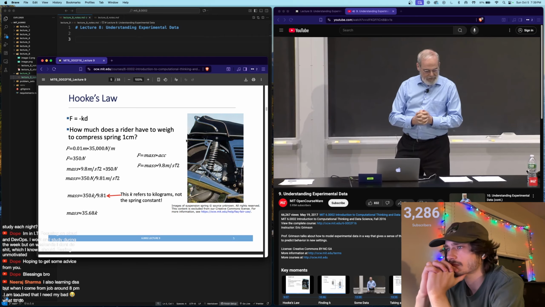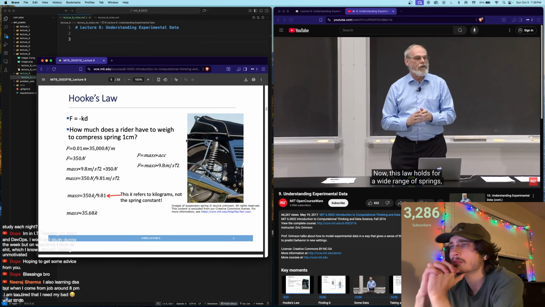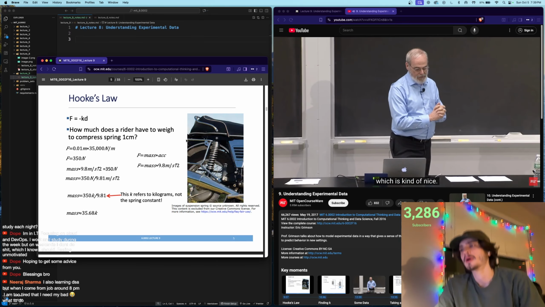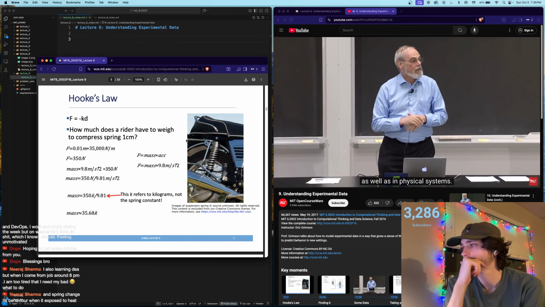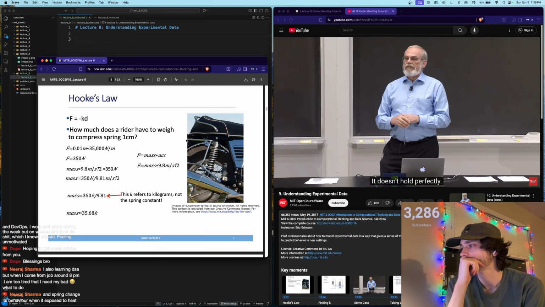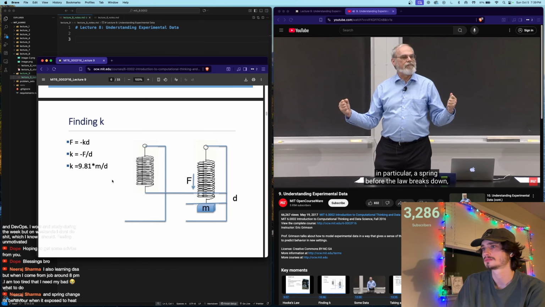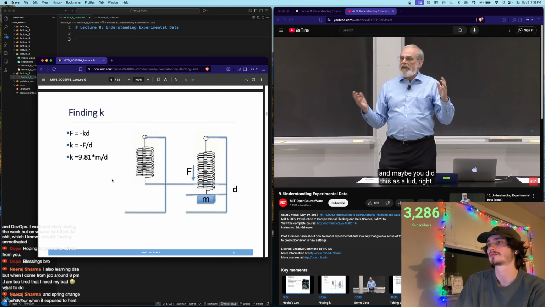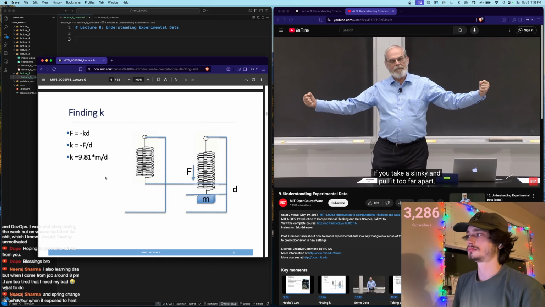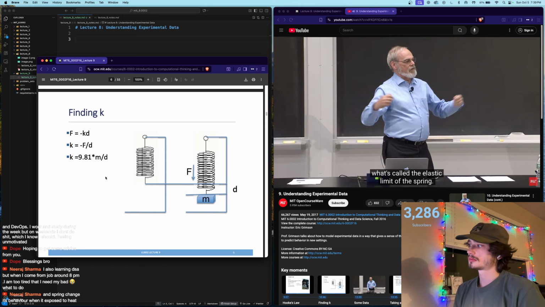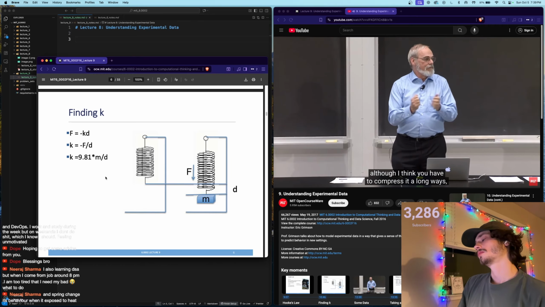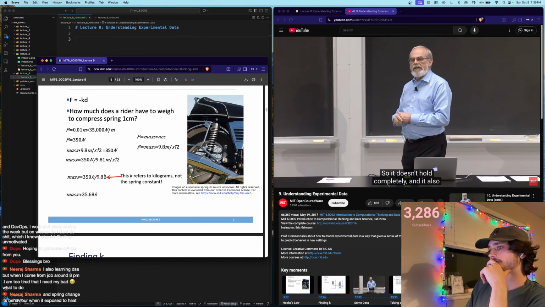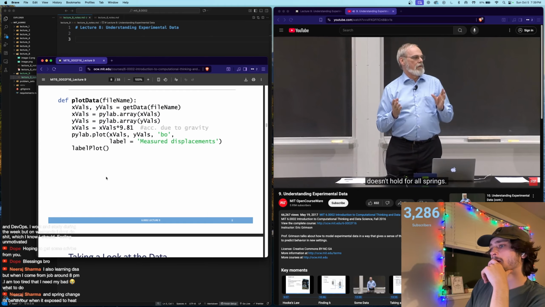Now, this law holds for a wide range of springs, which is kind of nice. It holds both in biological systems as well as in physical systems. It doesn't hold perfectly. There's a limit to how much you can stretch a spring before the law breaks down. Maybe you did this as a kid: if you take a slinky and pull it too far apart, it stops working because you've exceeded what's called the elastic limit of the spring. Similarly, if you compress it too far, although I think you have to compress it a long way, it'll stop working as well.